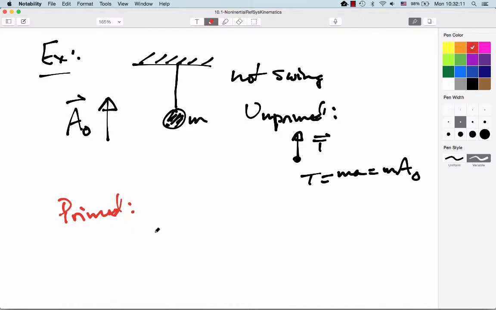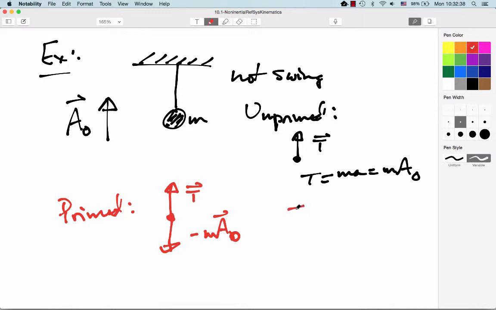Our accelerated observer would draw a different free body diagram. As far as they know, they're standing still, so they would say that the total acceleration of the object was 0. They're certainly going to agree that there's a force of tension up, but they will add in that force minus ma naught pulling down. They might even think it's gravity or something.